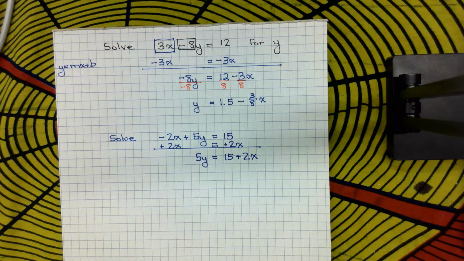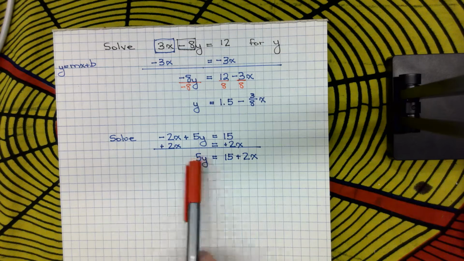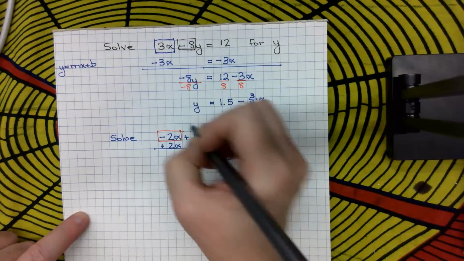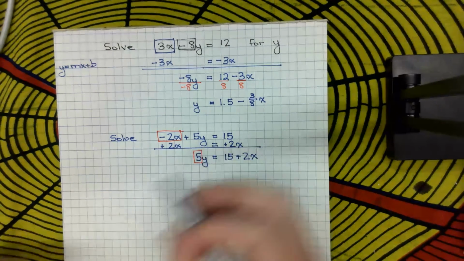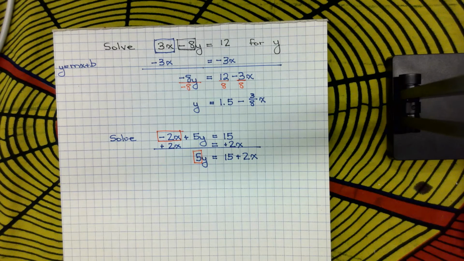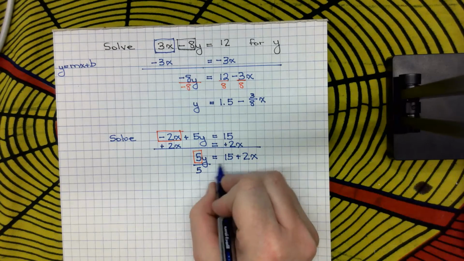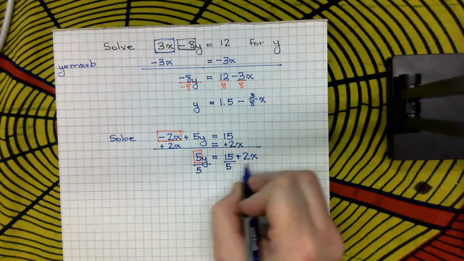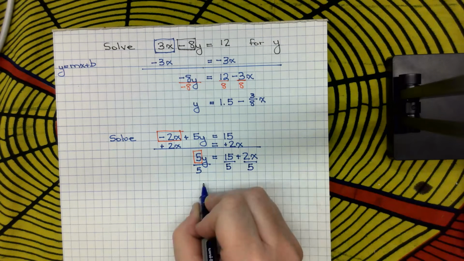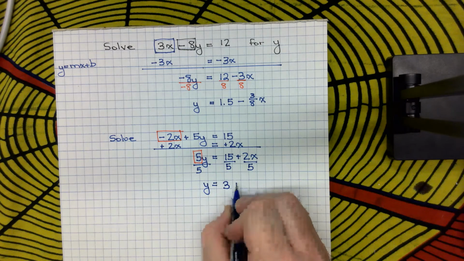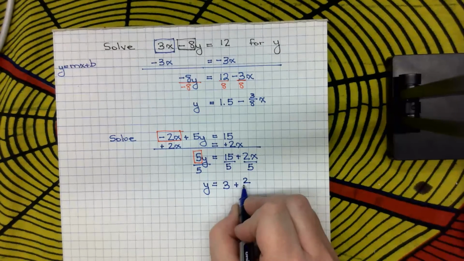So the next thing I want to do, let me just put some boxes around this so that you can see our steps. The next thing I want to do is get rid of this 5. Well, I can only get rid of it by doing math. So to get rid of this, I'm going to divide both sides by 5. And then to maintain the equality, I'm going to divide all of my terms by 5. So now I have y equals 15 divided by 5 is 3. And then I'm going to leave this as 2 over 5x.